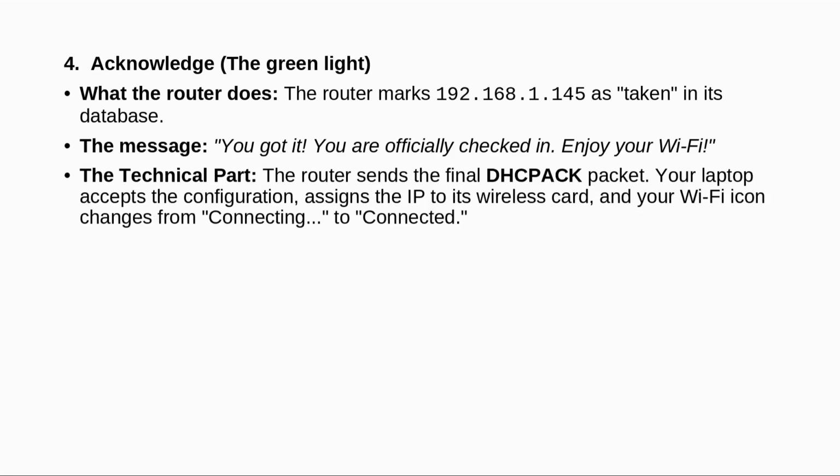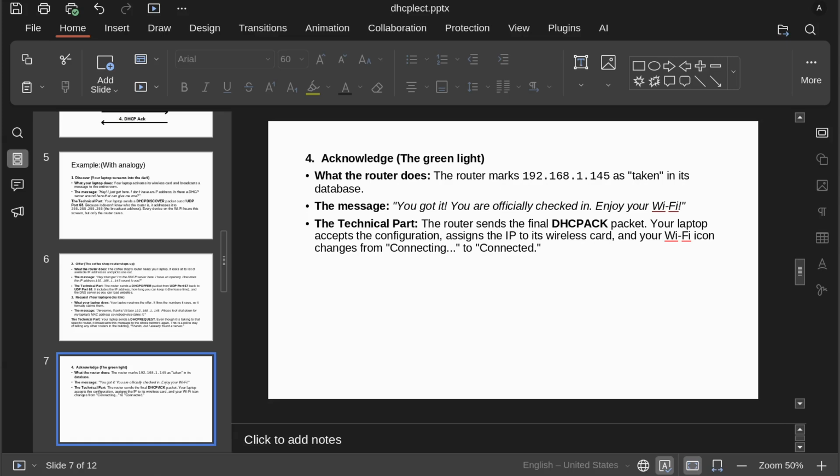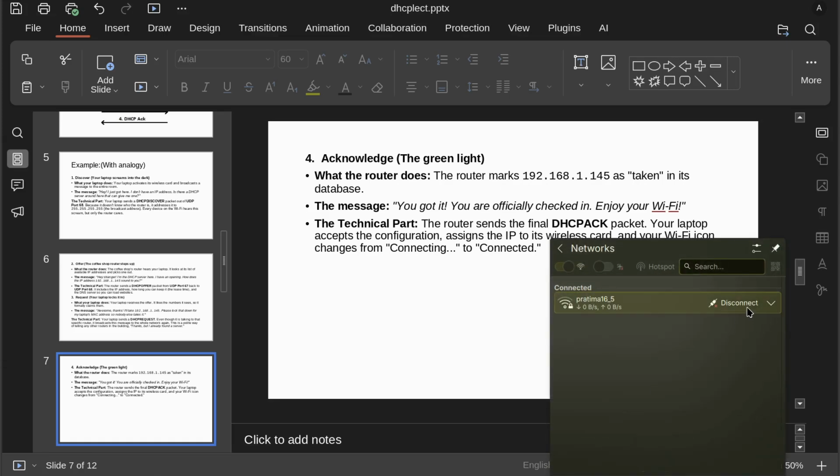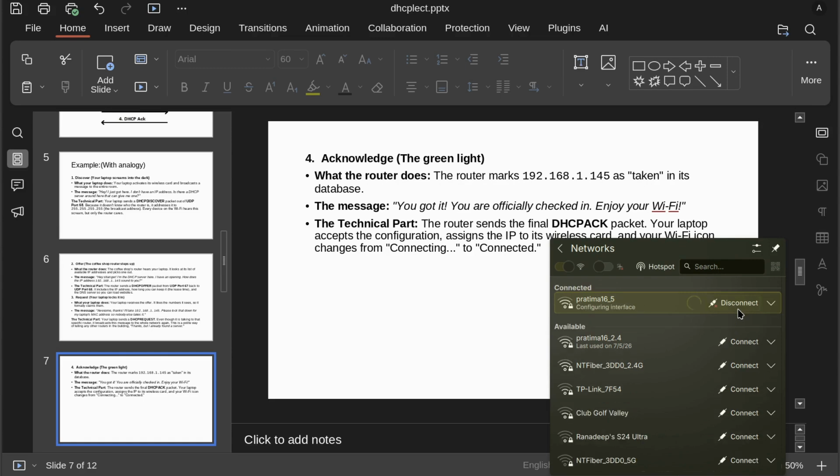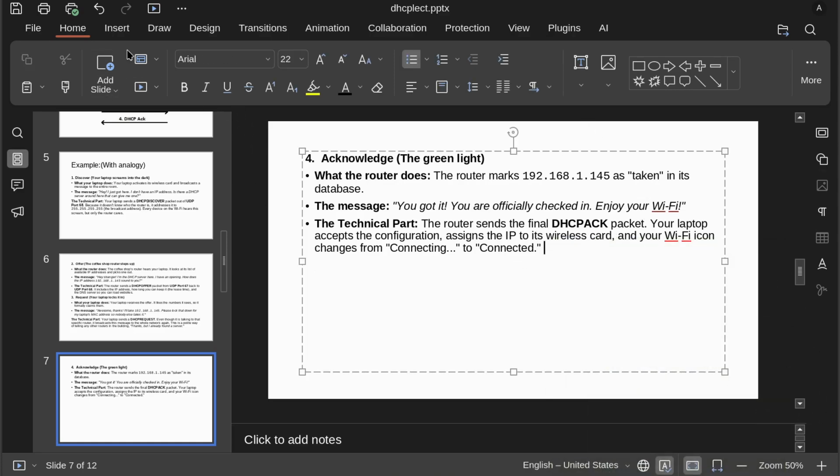Last is the Acknowledgement, right? The router marks 192.168.1.45 as taken in the database. The message you receive is, you got it, you are officially checked in, enjoy your Wi-Fi. So the router sends a DHCP Acknowledgement packet. Your laptop accepts the configuration, assigns the IP to its wireless card, and your Wi-Fi icon changes from connecting to connected, thanks to DHCP. So that is basically how it works, right?